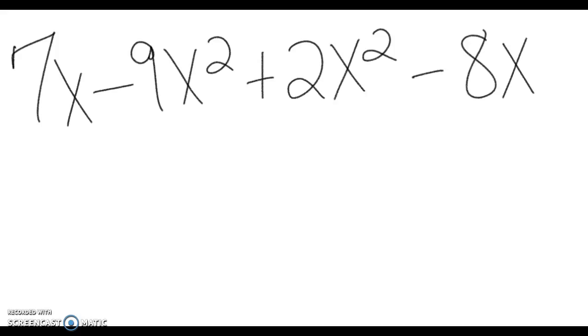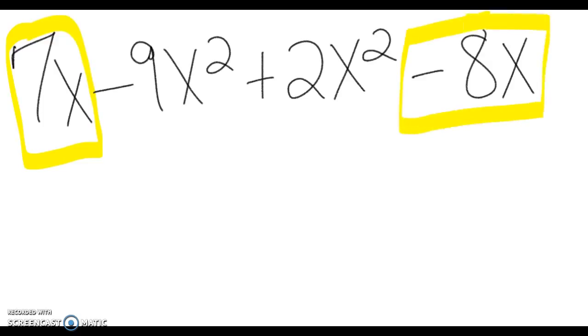Okay, so if I was looking first of all at the 7x, that's just an x to the first. The only other one that has an x to the first, or no exponent on it, is the negative 8x. When I combine those, different signs, one's positive, one's negative, so I subtract. Keep the sign of the higher number. So my 8 is bigger than 7. I'm going to end up with a negative 1x. Now you can write negative 1x or just negative x. Same thing.